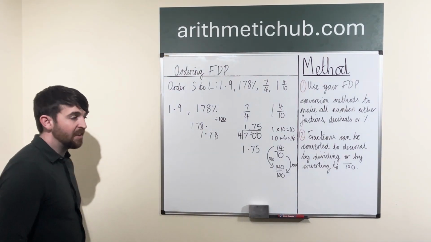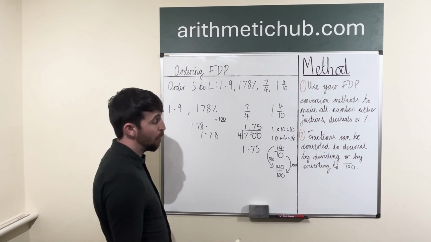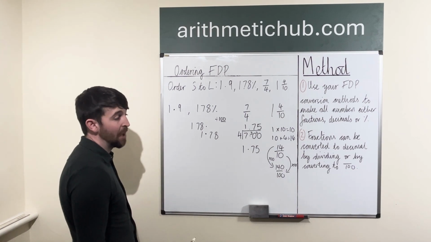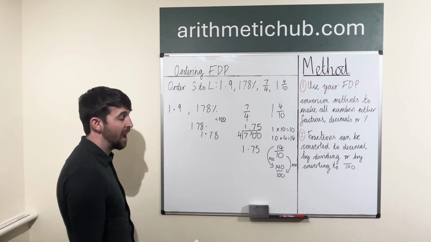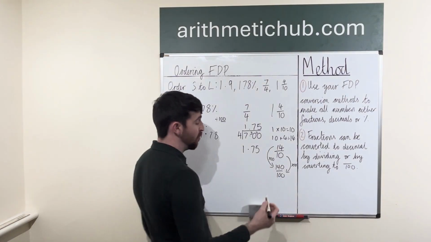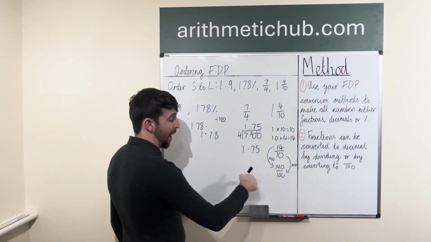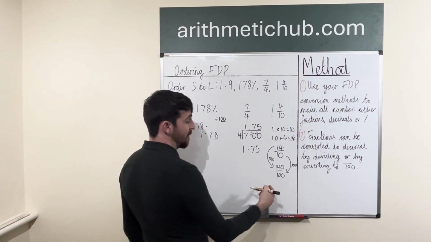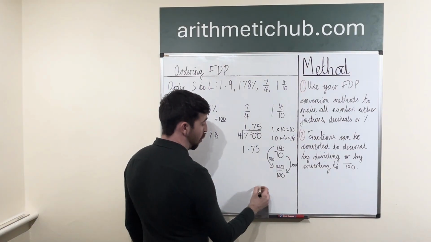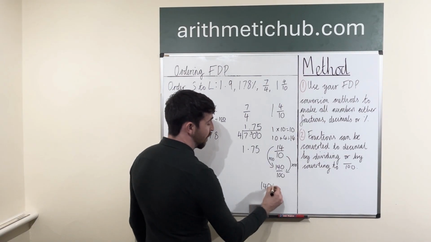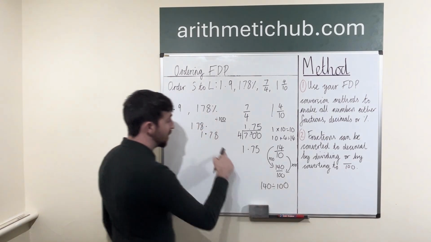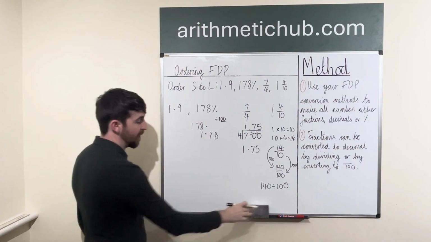I found this easier to do, but actually looking at it now, it probably could be just done with a division. It might be easier, so we might even have a look at how we would do that in a second. 140 over 100, I know that my denominator here tells me what I need to divide by, so I need to do 140 divided by 100. If I divide by 100, I've already done this over here, haven't I?